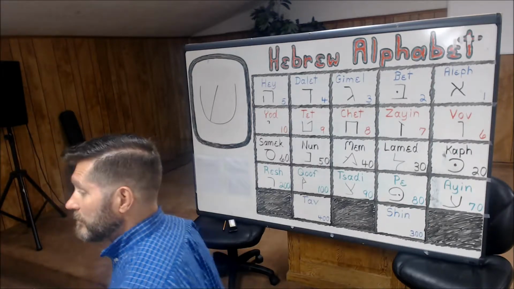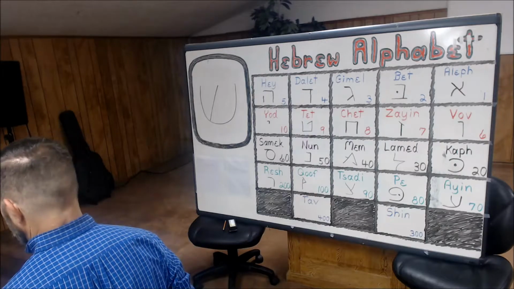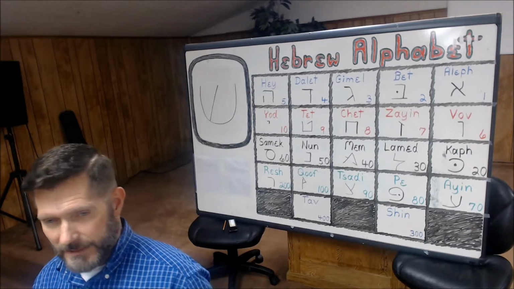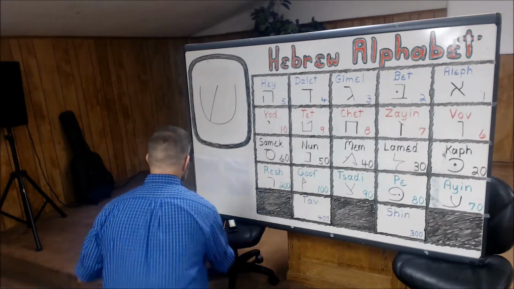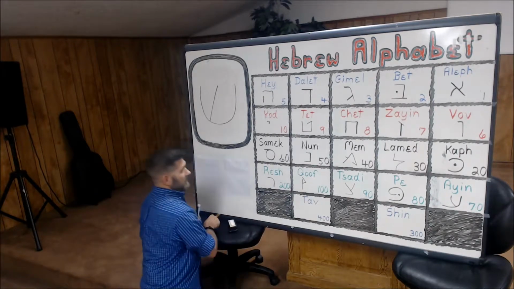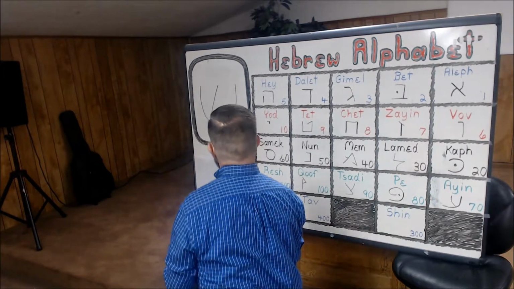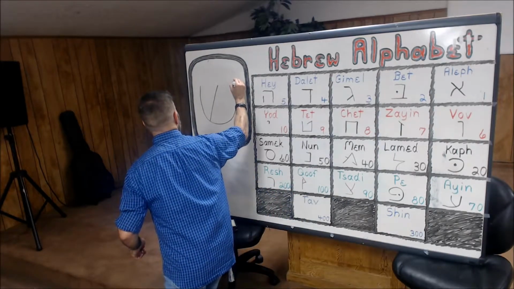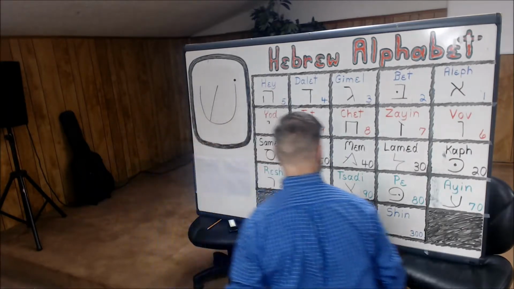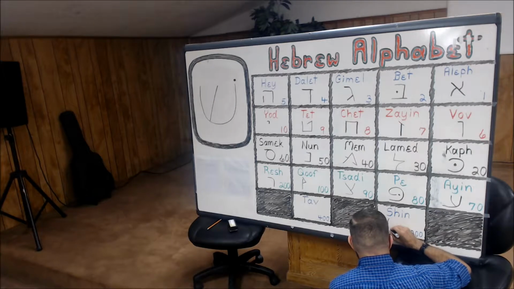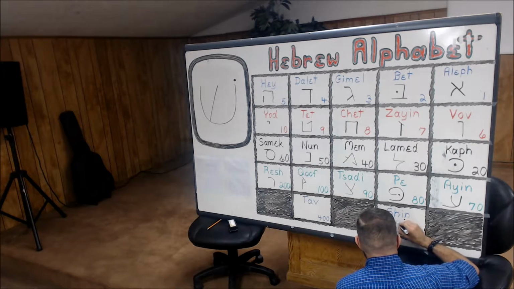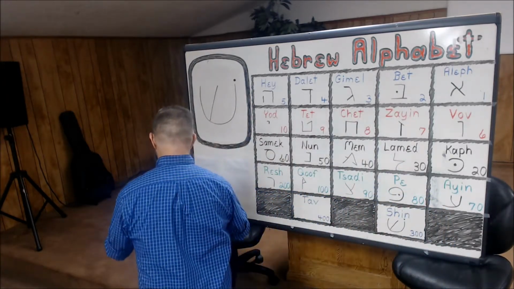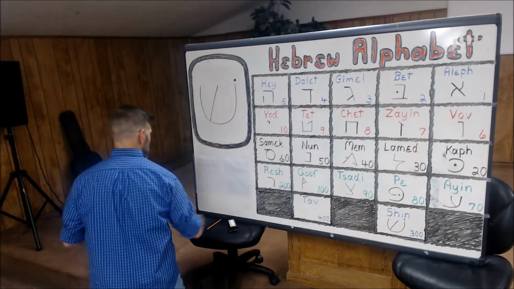Shin or sheen? It depends on the dot. Sheen, shin. And if it's on the other side? Sheen. Okay, so write down the sheen. If you take the dot away, it makes it shin. So a dot on the right side, and the dot on the other side. Yeah, we're not going to get into all the dots and stuff.